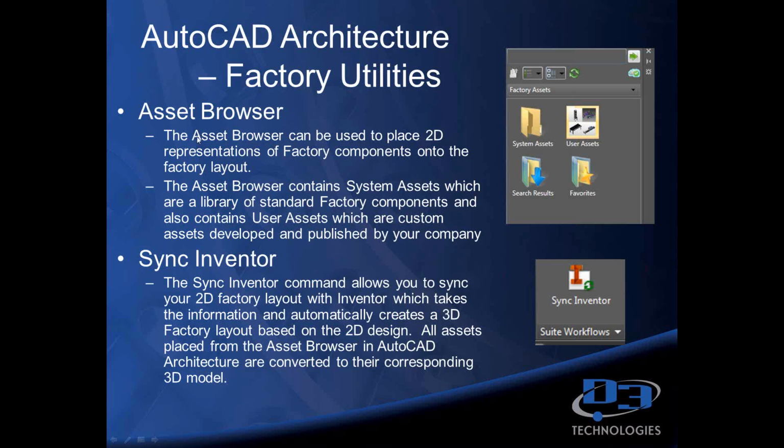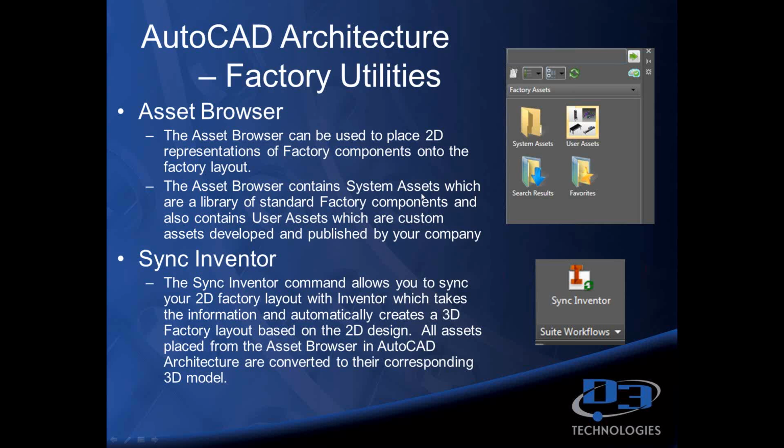The first thing we're going to look at is the Asset Browser. The Asset Browser is a browser that is part of the Factory Design Suite utilities, and this Asset Browser can be used to place 2D representation of factory components onto your factory floor. So this is a library, and in this library it consists of standard components and user-published components, and these are 2D representations of the 3D models that they're associated with.